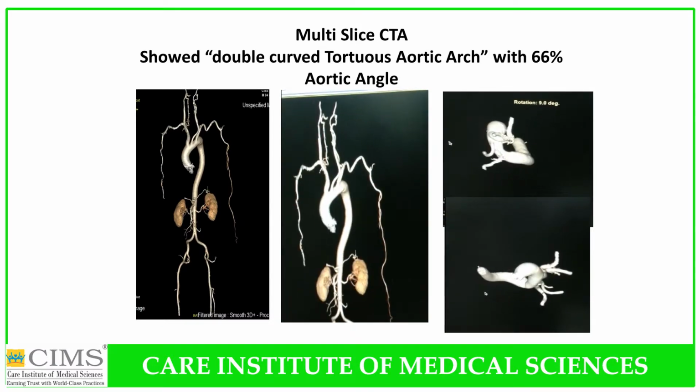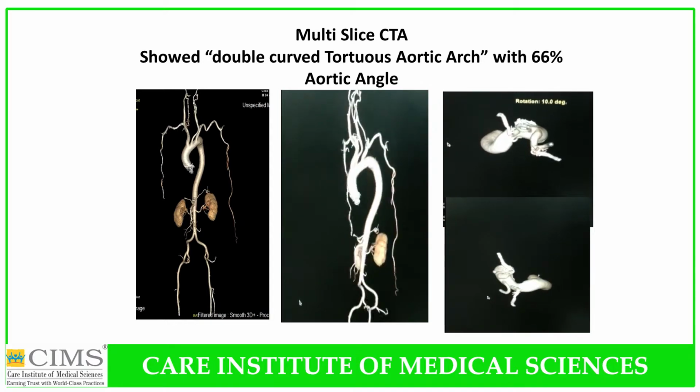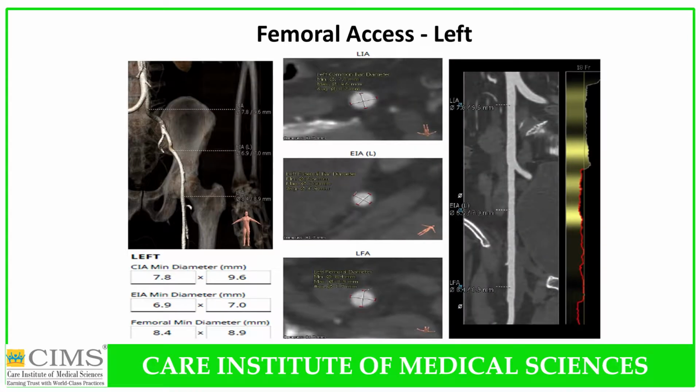CT angiography was done before the procedure using TAVI protocol, and it was decided to use femoral access. Right femoral artery, common iliac artery, was 8.2 millimeter by 9.0 millimeter. External iliac artery was 6.8 millimeter by 7.6 millimeter, and common femoral artery was 7.4 by 7.5 millimeter on the right side. On the left side, common iliac artery was 7.8 by 9.6 millimeter. External iliac artery was 6.9 by 7.0 millimeter. And common femoral artery was 8.4 by 8.9 millimeter. So both femoral access were adequate, wide open, and minimal to no calcification.